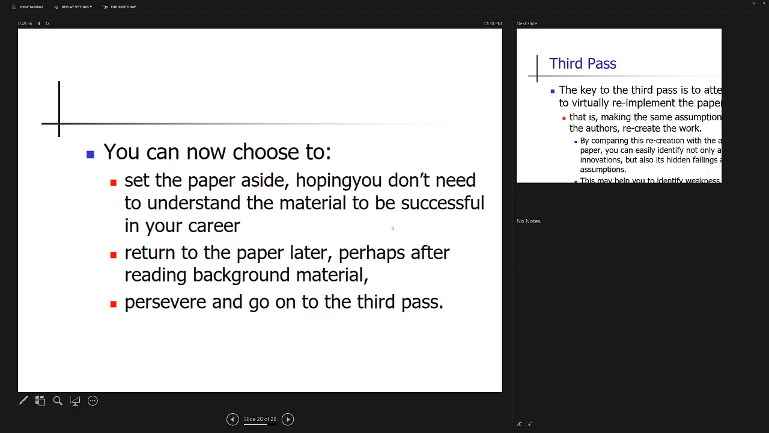Now you can choose to set the paper aside. Why? You don't need this paper, because it was in your domain, virtual machine migration or networks, but when you narrowed down your domain, you understood that this was outside your narrowed down domain. It is still something useful for you, but not exactly related to your problem. Return to the paper later, perhaps after reading the background material.